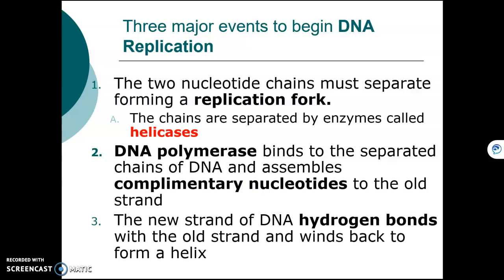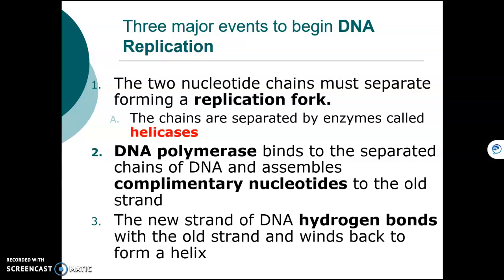So three major events have to occur in order to copy your DNA. First, the two nucleotide chains, or the two sides of your DNA, have to separate, and that forms something called a replication fork. And you may have heard of a fork in the road, where it splits in two ways and you have to decide which way to go. So it's going to split open like that, and the enzyme that helps split it is called helicase. Helicase unzips your DNA across those weak hydrogen bonds.